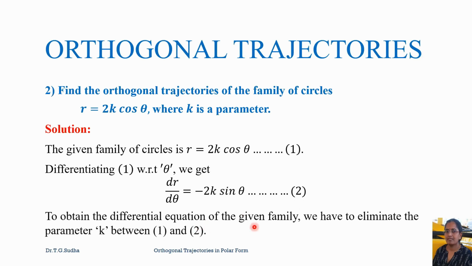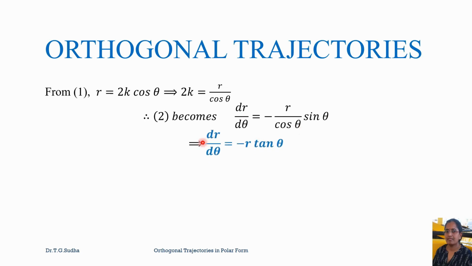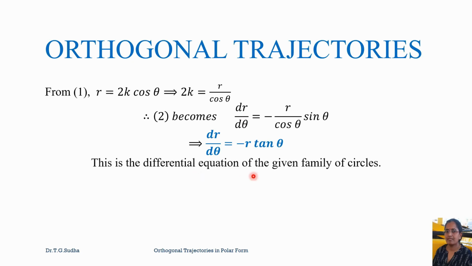So to obtain the differential equation of the given family, we have to eliminate the parameter k between equation 1 and equation 2. So from 1, we have r is equal to 2k cos theta. So 2k will be equal to r by cos theta. Let us substitute this value of 2k in expression 2. And we get dr by d theta is equal to minus r by cos theta into sin theta. But sin theta by cos theta is tan theta. So we get dr by d theta equal to minus r tan theta. So this is the differential equation of the given family of circles.